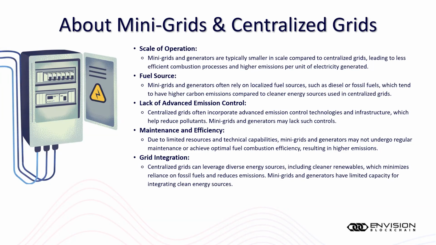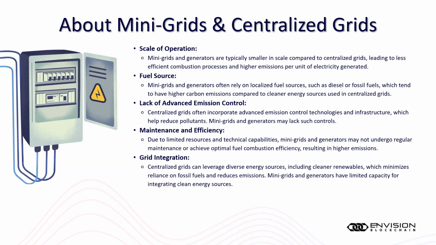Then we have fuel source. Mini grids and generators often rely on localized fuel sources such as diesel or fossil fuels, which tend to have higher carbon emissions compared to cleaner energy sources used in centralized grids. We have the lack of advanced emission control. Centralized grids often incorporate advanced emission control technologies and infrastructure, which help reduce pollutants.